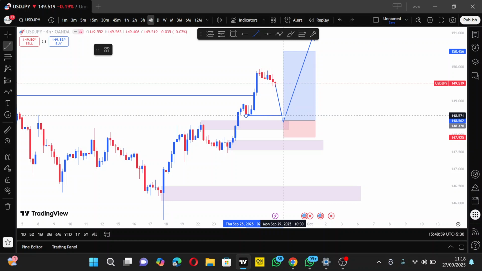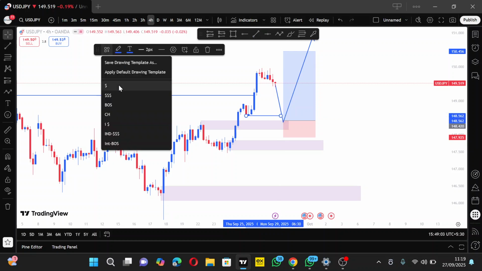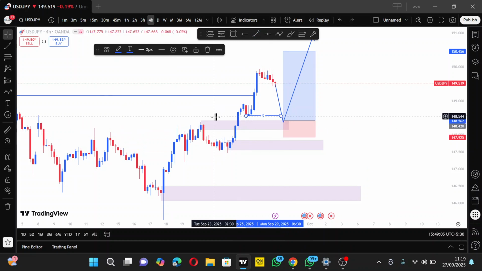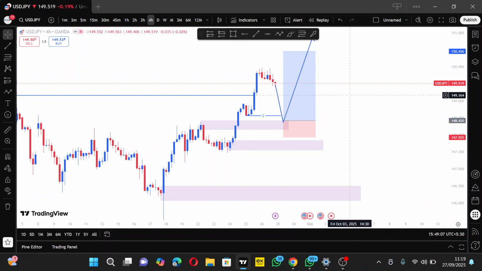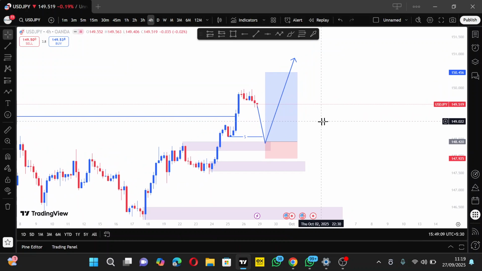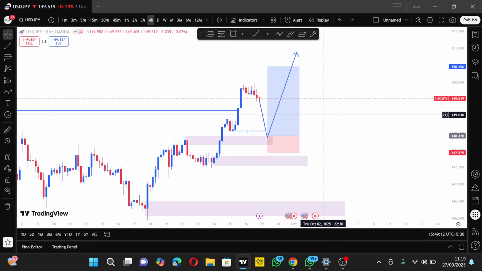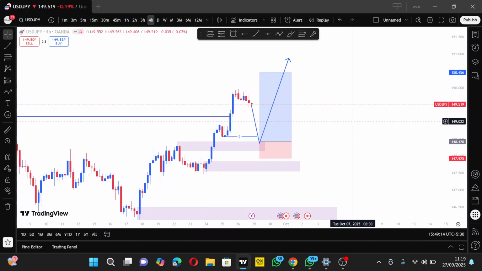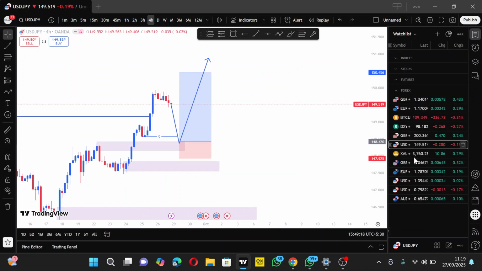So we take this low as our liquidity point. Immediately after the sweep of the liquidity, we just enter our trade. So this is what I'm expecting for USD JPY. Everything is still bullish. USD JPY, GBP JPY, all bullish to me.